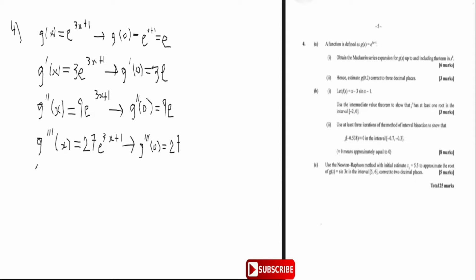And finally, we needed to find g quadruple prime of x first. And that's going to be 27 times 3. I think that's 81. So that's 81e to the 3x plus 1. That is telling us that g to the 4th of 0 is equal to 81 times e to the 3 times 0 plus 1, so we get 81e.